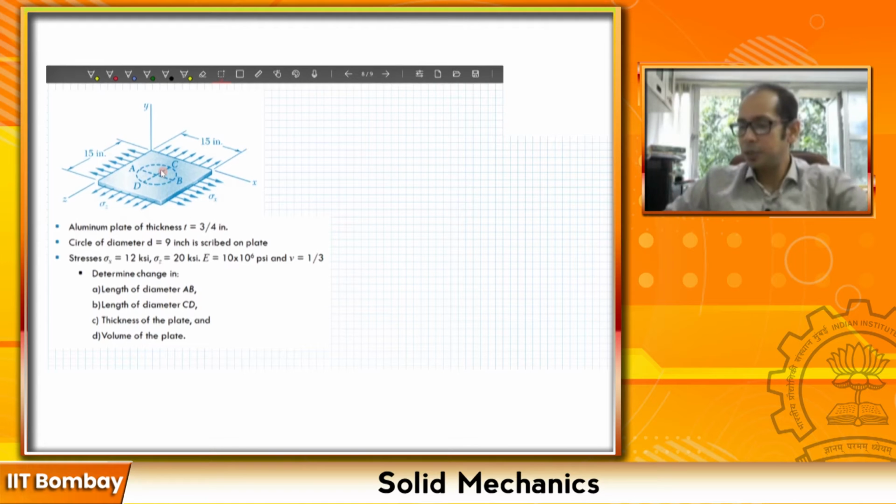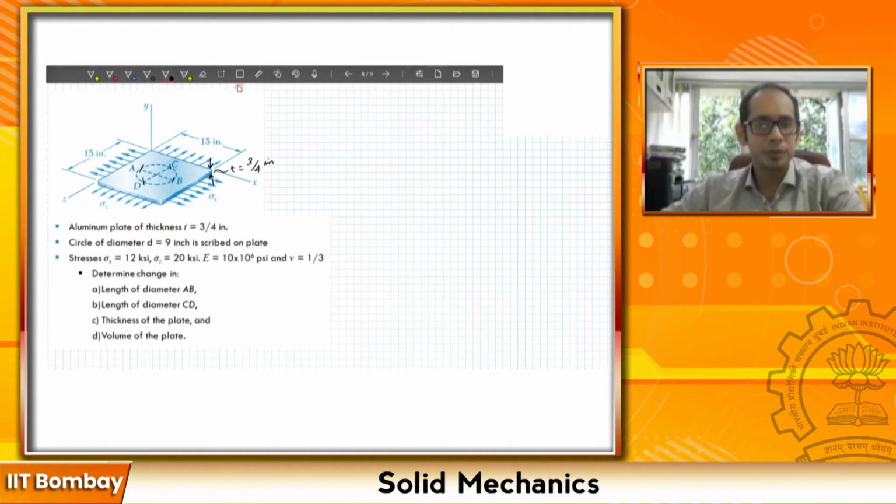So if you take a look at this problem, it says that the plate is made of aluminum. The thickness of the plate is 3/4 of an inch, right? So this thickness t is 3/4 of an inch, within which you have a circle of diameter 9 inches, which is inscribed. So essentially this distance as well as this particular distance is 9 inches, right?